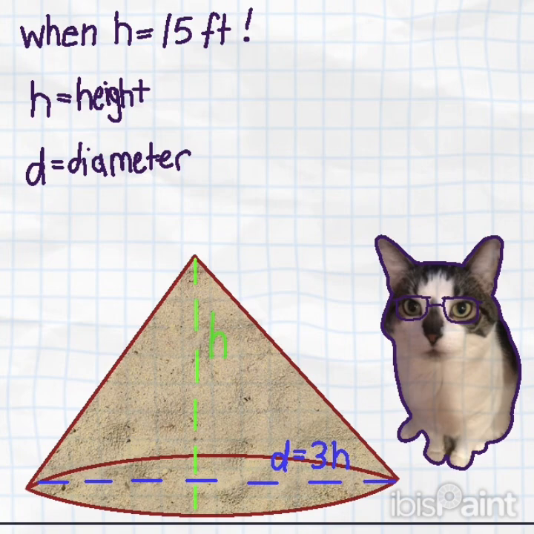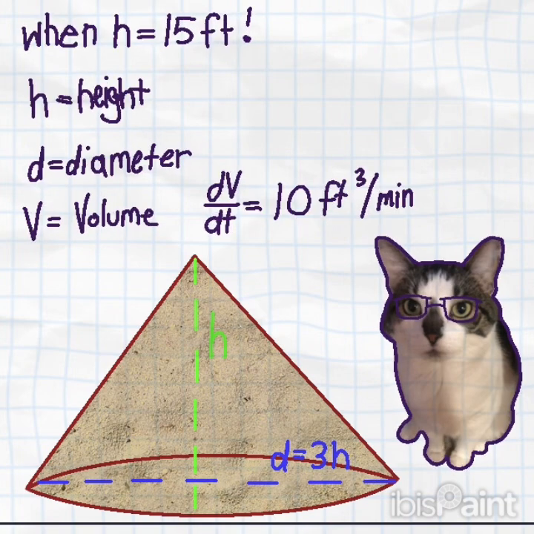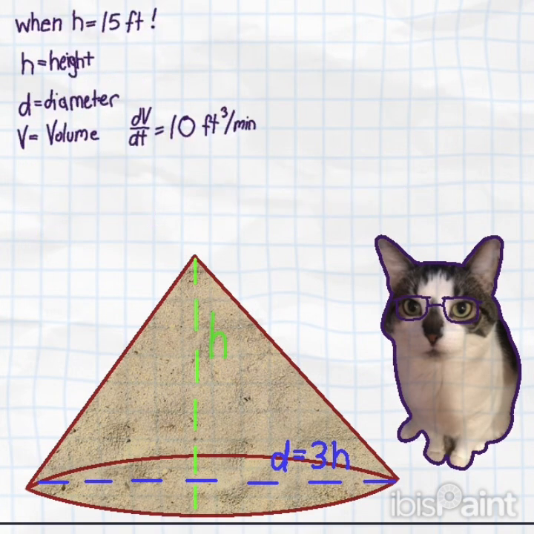H is height in feet, D is diameter in feet, which is also equal to 3 times the height, V is volume in cubic feet, and dV/dt is the volume's rate of change in cubic feet per minute, which is given to be 10 cubic feet per minute. We're looking for dH/dt, or the rate at which the height of the pile is changing in feet per minute when the pile is 15 feet high.